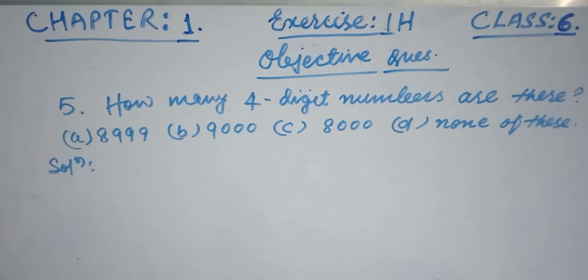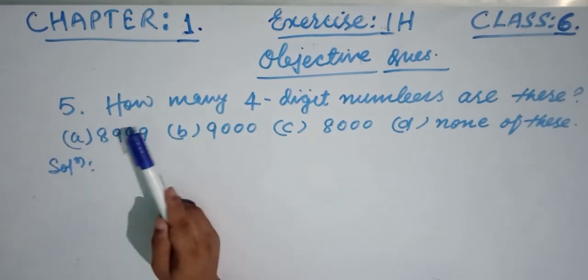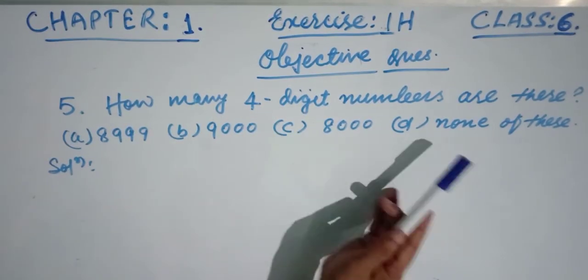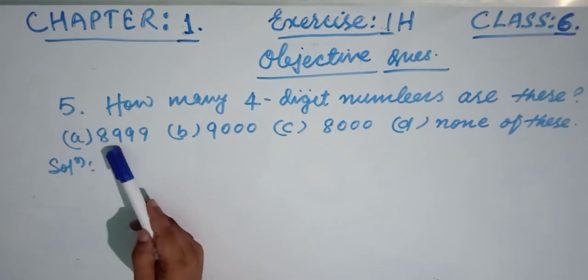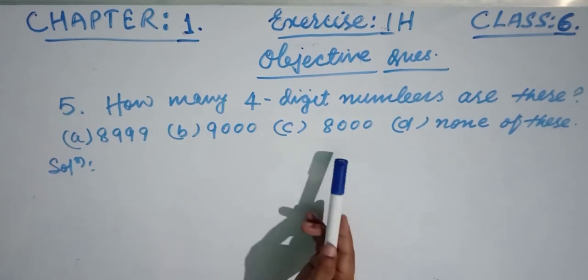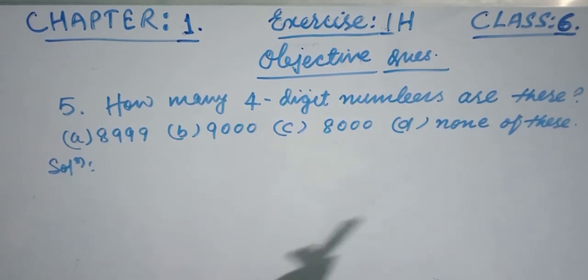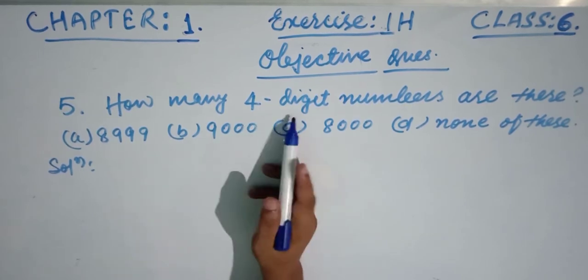And this type of question we had already solved in the exercises and examples. Now see, how many 4-digit numbers are there? A 8,999, B 9,000, C 8,000, and D none of these. First find, sir, I have already discussed 2 tricks in order to solve this question. First, friends, suppose this question is given, 4-digit numbers.